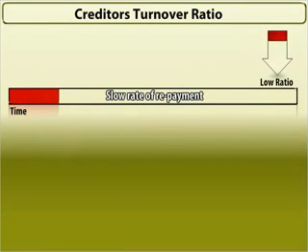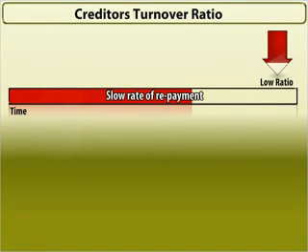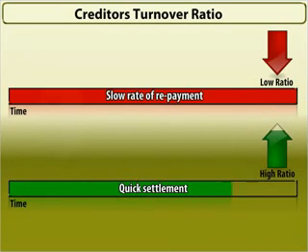A low ratio indicates slow rate of repayment to creditors, while a high ratio indicates quick settlement of creditors by a firm.